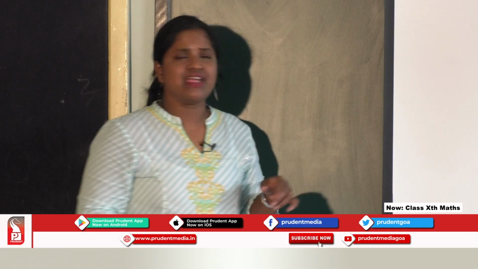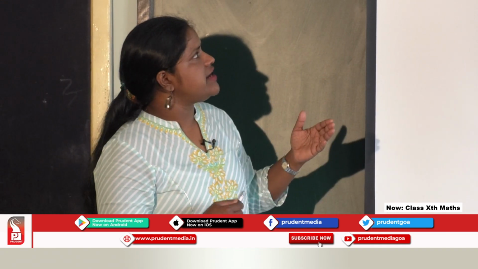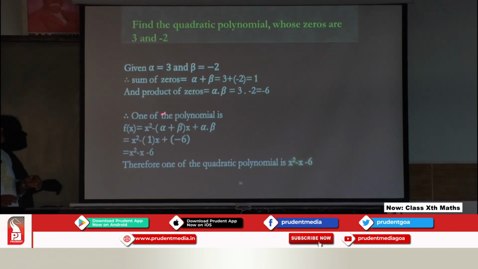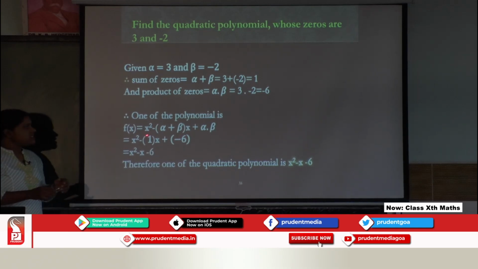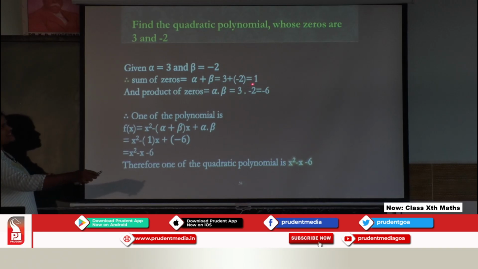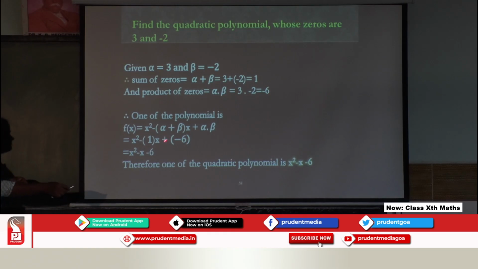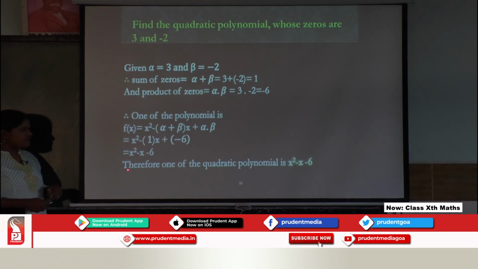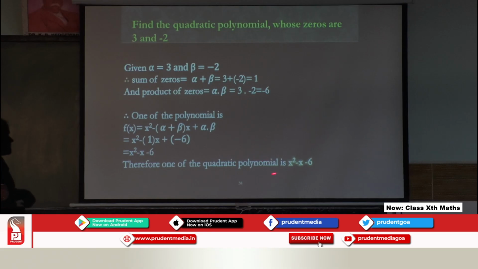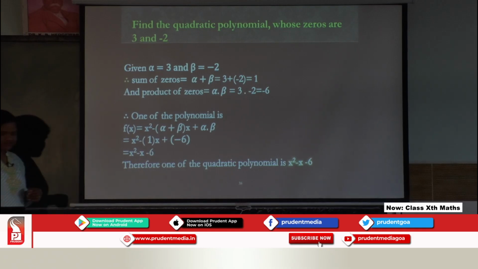So this part was given earlier in the previous problem, but now in this problem we are supposed to find this first. And as usual I told you the formula for how to find the quadratic polynomial. The formula is, one of the polynomials is f of x equal to x square minus alpha plus beta x plus alpha into beta. Now we just found these two values, alpha plus beta as 1 and alpha into beta as negative 6. So substitute these two values here. So x square minus x, and positive into negative is negative 6. Therefore, one of the polynomials is x square minus x minus 6. This is just one of the polynomials, okay.